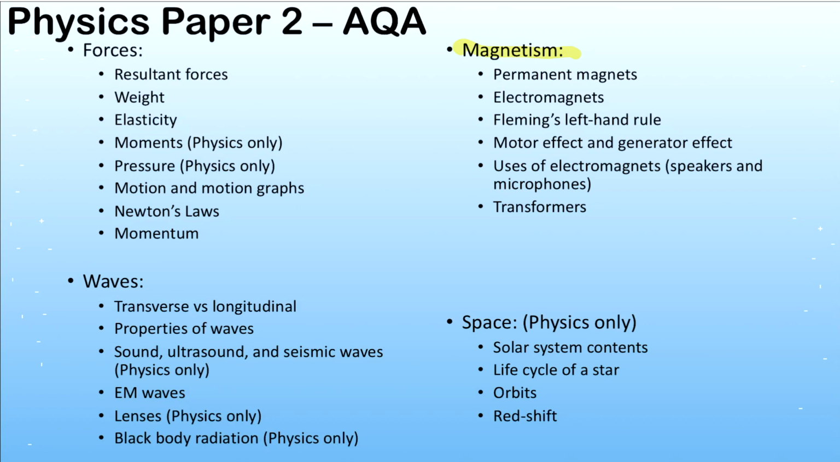It is a wonderful topic, however most of it is glossed over, and of course we don't get into much detail on it because magnetism is quite difficult to get our heads around, something we still don't really fully understand. Anyway, we're going to look at what permanent magnets are, we're going to consider electromagnets, we'll look at something called Fleming's left-hand rule, we'll look at the motor effect, the generator effect, how that then explains the use of electromagnets in speakers and microphones, and finally in transformers.